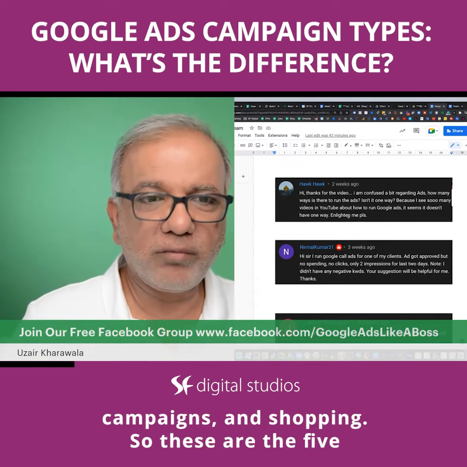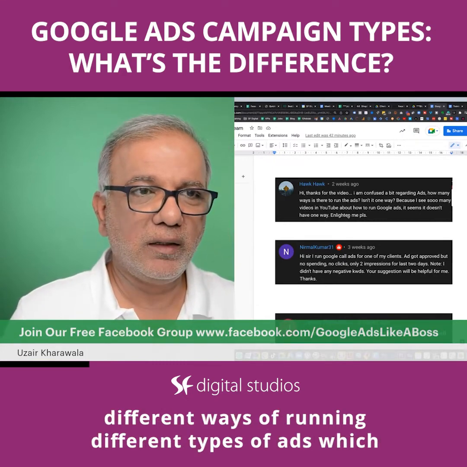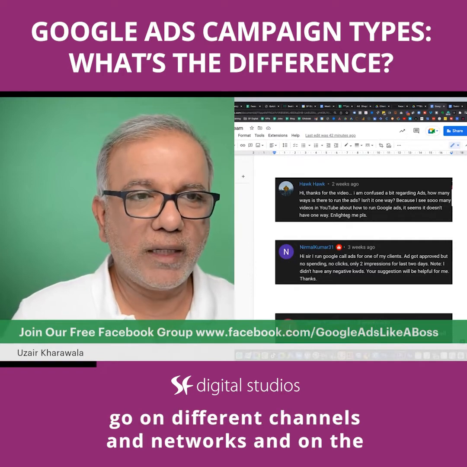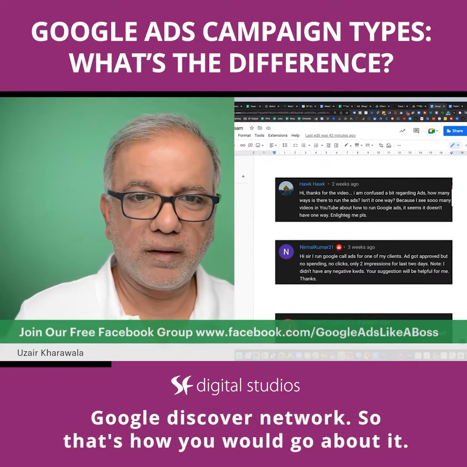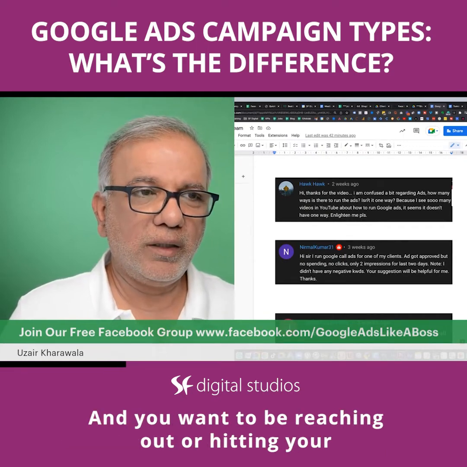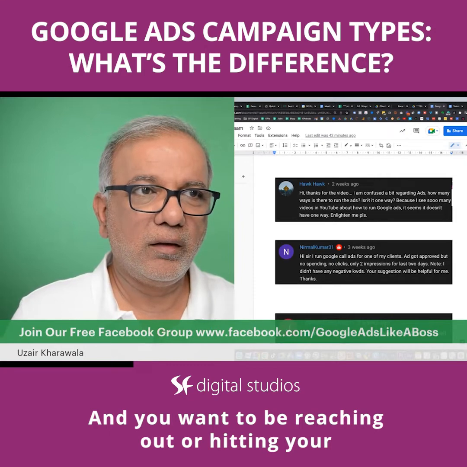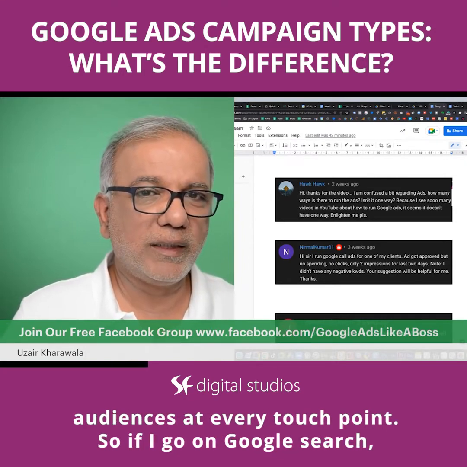So, these are the five different ways of running different types of ads, which go on different channels and networks and on the Google Discover network. So, that's how you would go about it. And you want to be reaching out or hitting your audiences at every touch point.